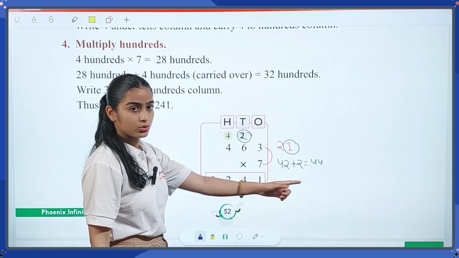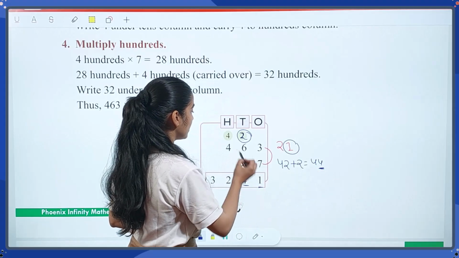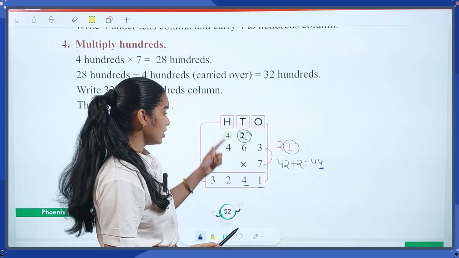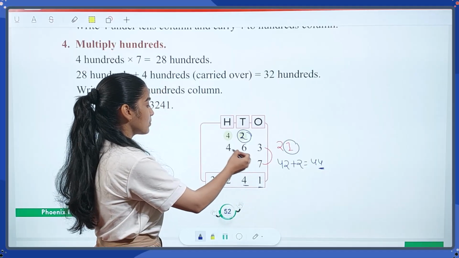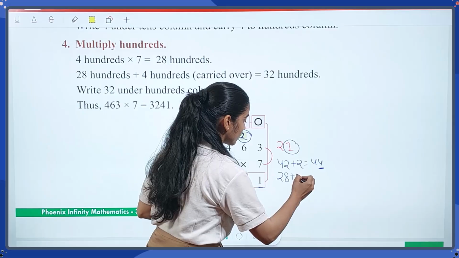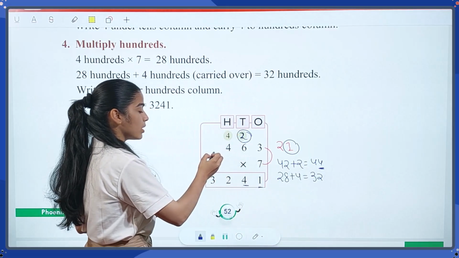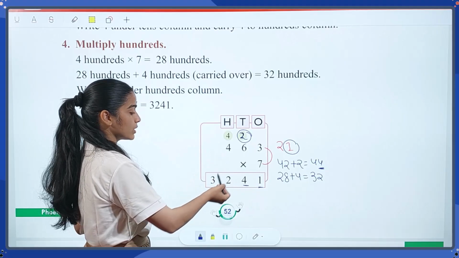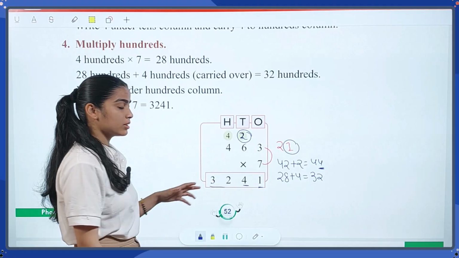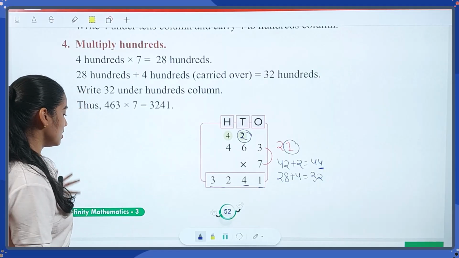Again you have a 2-digit number, so you just write the last digit here and move the first number to the next place. 7 multiplied by 4 is 28 and 28 plus 4 is 32. Now because we have no other number to multiply further, we can write our 2-digit number 32 as it is. So your final answer is 3241.